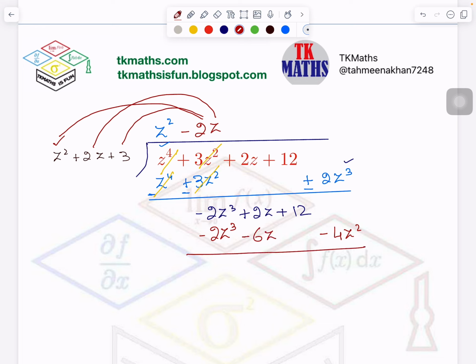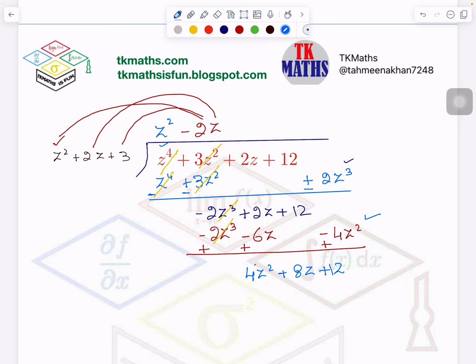Now I will subtract the terms. When I subtract the terms, again the signs will change. Right? So now this will cancel out, and here I will get 8z. But what is this? 4z square. So I will write that first, then 8z and then 12.